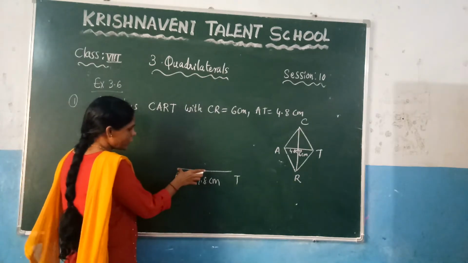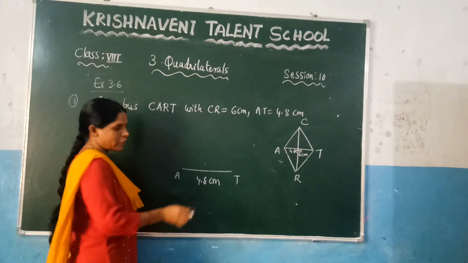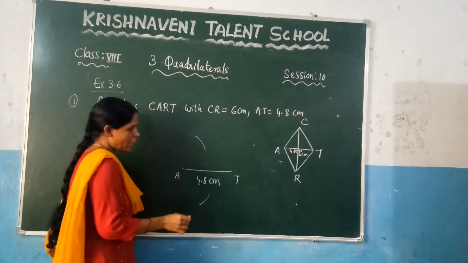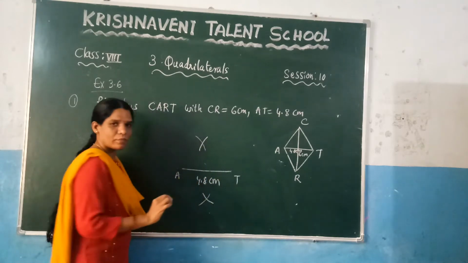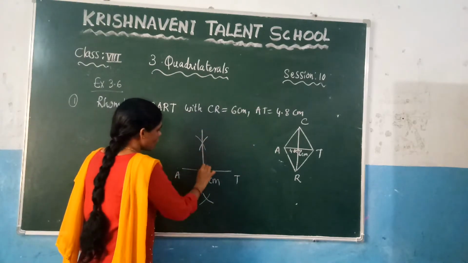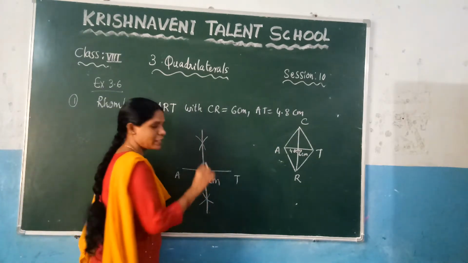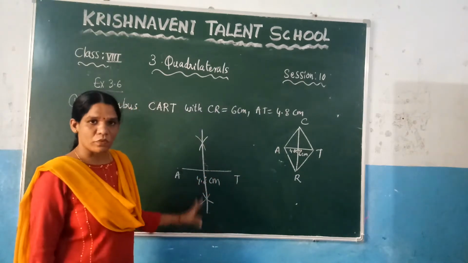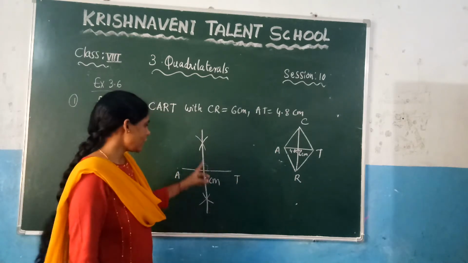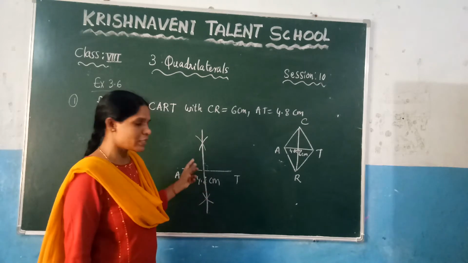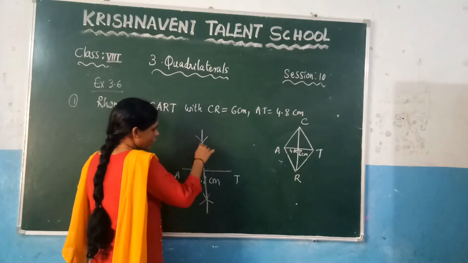Take more than half radius and keep one arc here, and similarly down here, keep one more arc. At this point, again take more than half radius and keep one arc, and keep one arc. Join these two points. So we have drawn the perpendicular bisector. That means this line is divided into two equal parts.